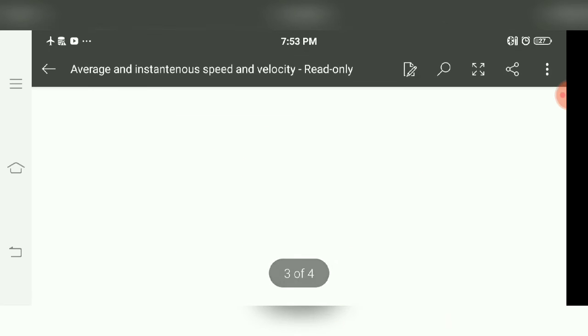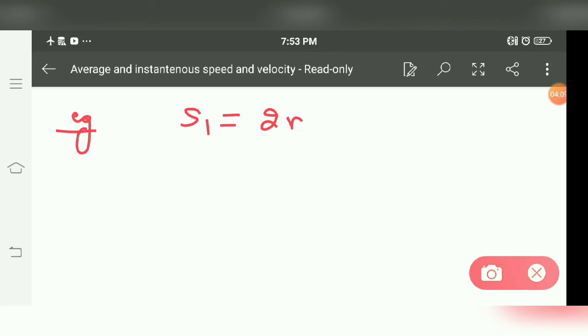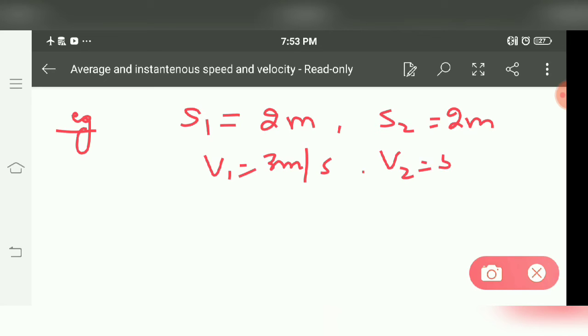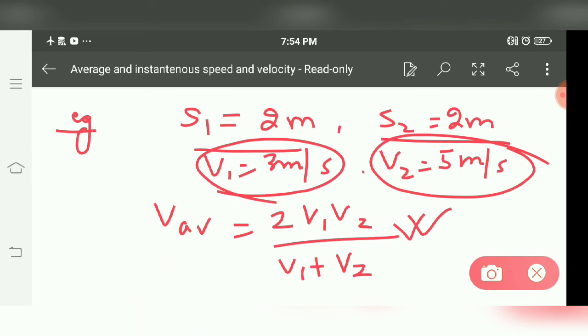For this we discuss an example. Say an object moves a distance of 2 meters, and the next distance is also 2 meters, with first velocity 3 meters per second and second velocity 5 meters per second. What is the average velocity? It is clearly given that the distance is the same, so we directly use the formula 2v1v2 by v1 plus v2, by substituting the values of v1 and v2.